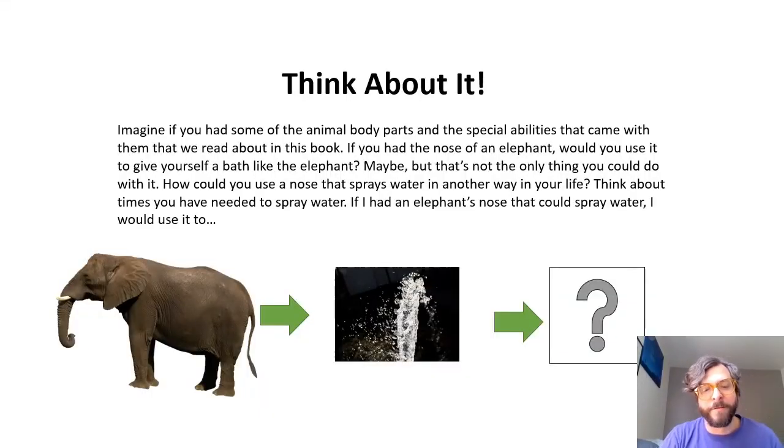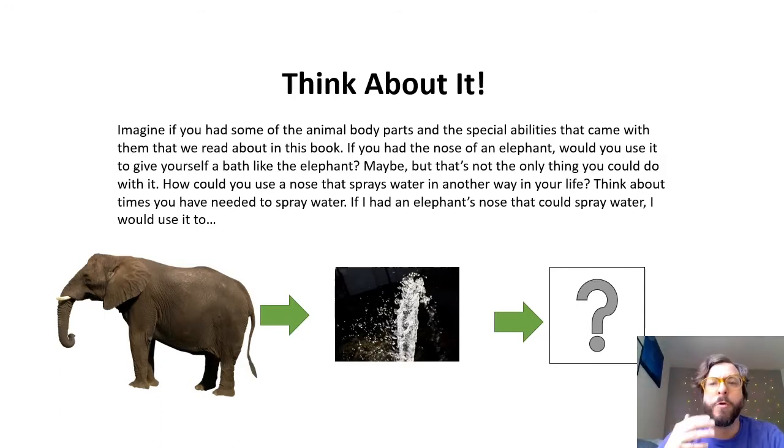Well, that's the end of the first part of the book. I'm going to pause. We're going to think about it. I'm going to explain an activity. And if you want to know more about each of those animal body parts, stay tuned for the end, and I will read them. First, let's think about what kind of activity, what kind of extension, what kind of drawing we could do about this thing in writing. Think about it. Imagine if you had some of the animal body parts and the special abilities that came with them that we read about in this book.